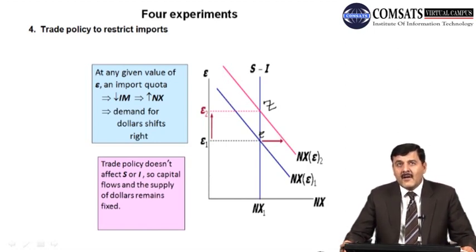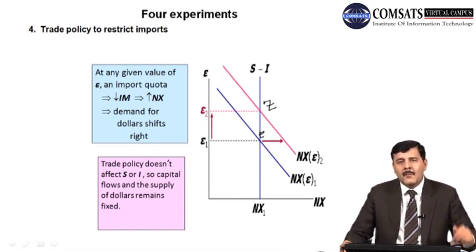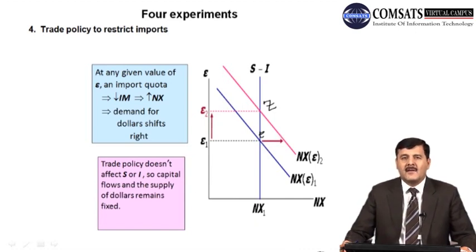So what we have concluded from this experiment is that if a country puts a restriction on imports, imposes a quota on imports, the objective is that imports be reduced. When imports decrease, it means net exports go up, so the demand for dollar curve will shift to the right. So the economy, the foreign exchange market, moves to a new equilibrium point, which is point Z. Now the foreign exchange market is in equilibrium at point Z.